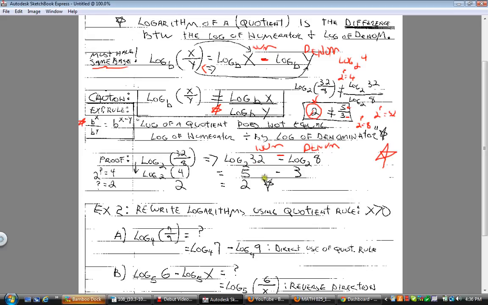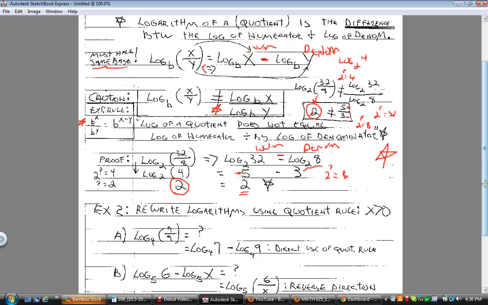Okay, now once you've done that, you can start to turn around and say 2 raised to what exponent equals 32, and the answer is 5. Over here you say 2 raised to what exponent equals 8, and the answer is 3. 5 minus 3 equals 2. And over here, 32 divided by 8 equals 4, so 2 raised to what exponent equals 4? Answer 2. 2 equals 2, and there we've proven it.